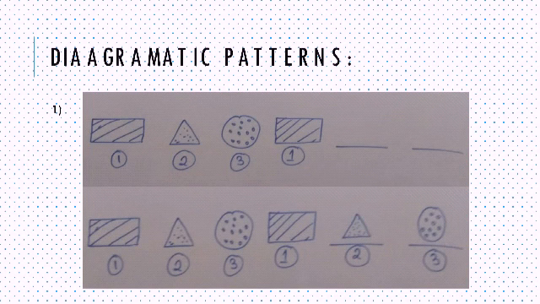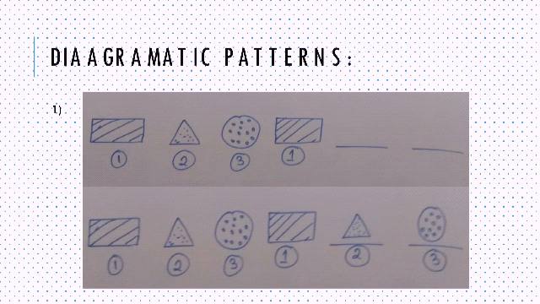Okay, look at the first example. Here, some diagrams are given. A rectangle which is striped, inside the rectangle some stripes are drawn. Then a triangle with dots is given. A circle with a circle inside is given. And again the rectangle is repeated. Now look at the first diagram. First there is a rectangle, then a triangle, then a circle, and again a rectangle.